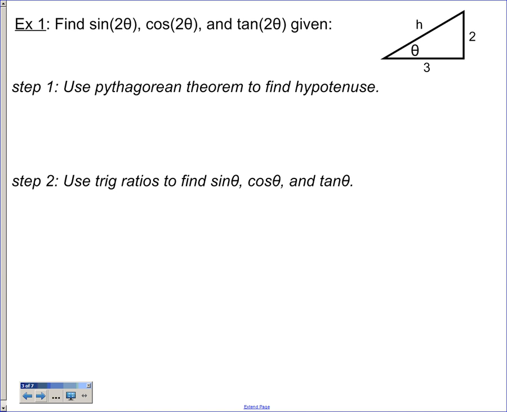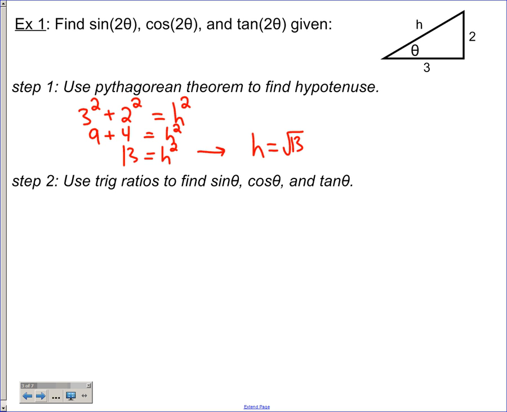We're going to start by finding the hypotenuse using the Pythagorean theorem. This should be pretty straightforward. 3 squared plus 2 squared is equal to the hypotenuse squared. That gives us 9 plus 4 equals h squared, so 13 equals h squared. Taking the square root, h is equal to the square root of 13. Now let's use trig ratios. We're going to find what the sine, cosine, and tangent of theta are, using our opposite, adjacent, and hypotenuse values.